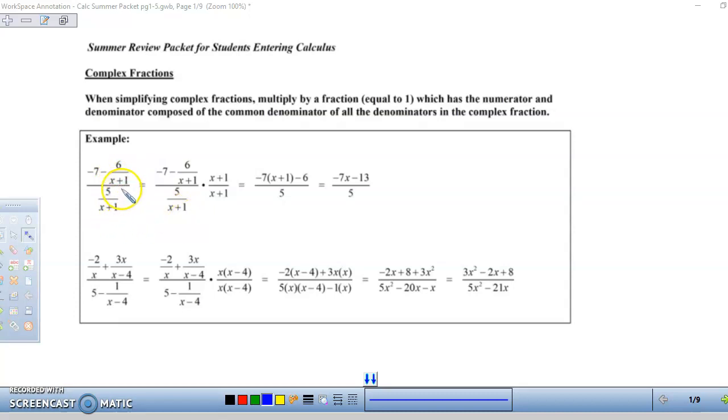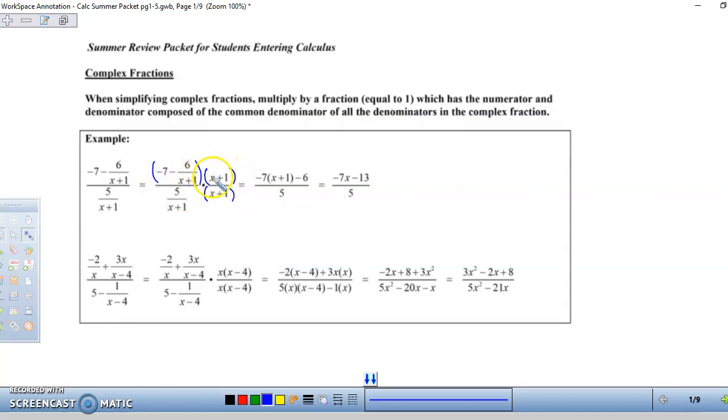What you want to look for is you're going to multiply both the big numerator and the big denominator by an expression or number so that all the small denominators cancel. So in this case, the small denominators are both x plus 1. So I'm going to multiply the top and the bottom by x plus 1. Okay, so parentheses are always recommended, and I'm going to do that on the top here as well.